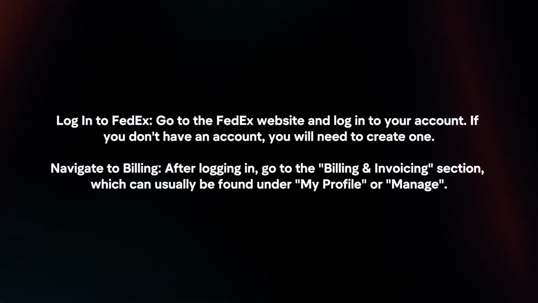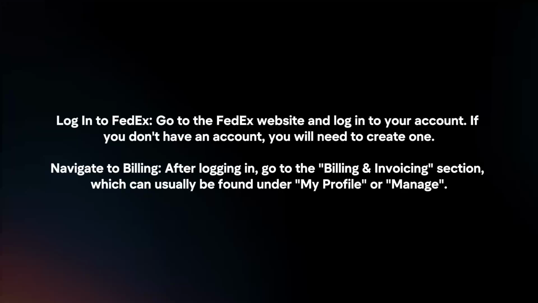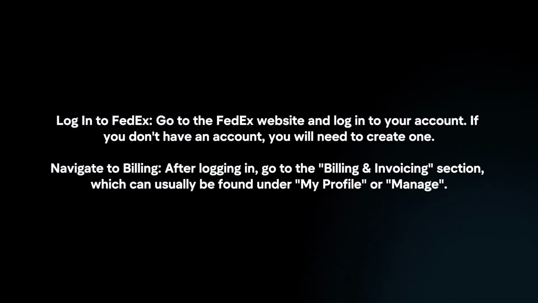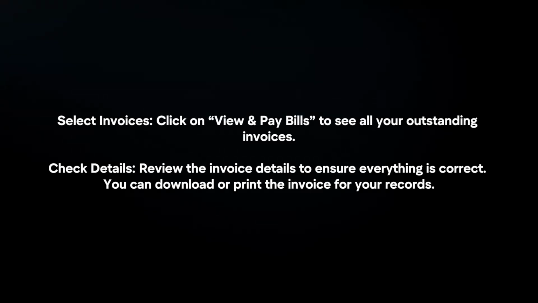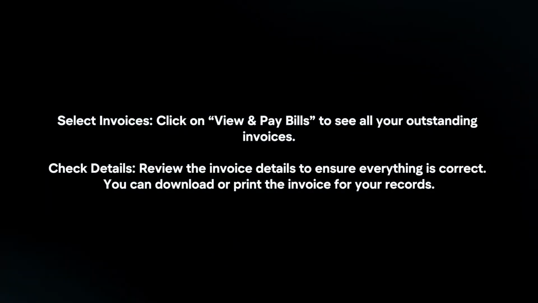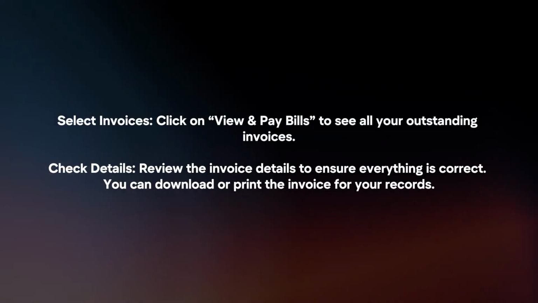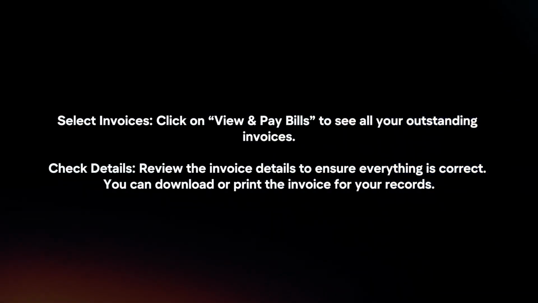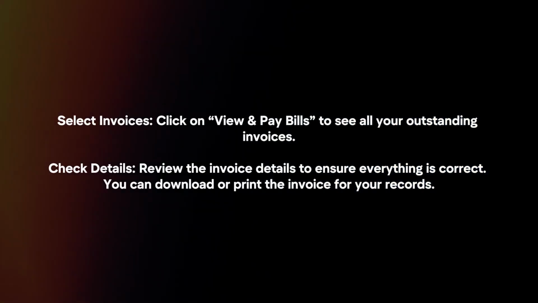Navigate to billing. After logging in, go to the billing and invoicing section, which can usually be found under My Profile or Manage. Select Invoices. Click on View and Pay Bills to see all your outstanding invoices. Check Details. Review the invoice details to ensure everything is correct. You can download or print the invoice for your records.